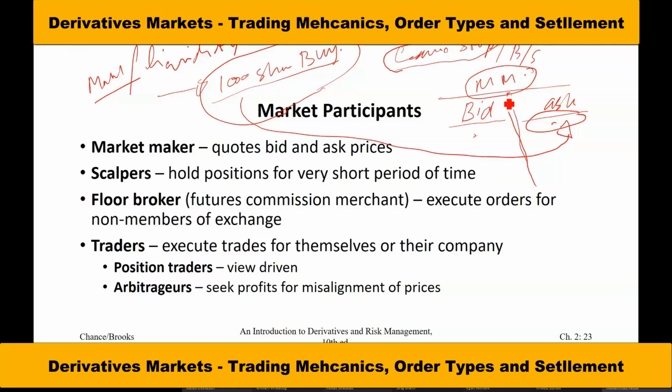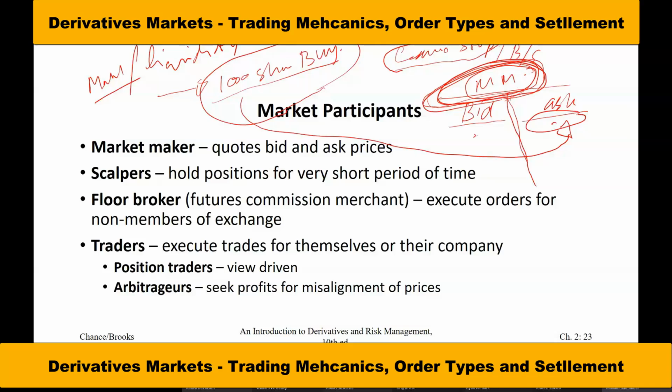So market makers have a role to play in the market. Their role is to provide liquidity, and they are not only present in the OTC market, but they are also present in exchanges, and they perform this function. Okay, any question on this?